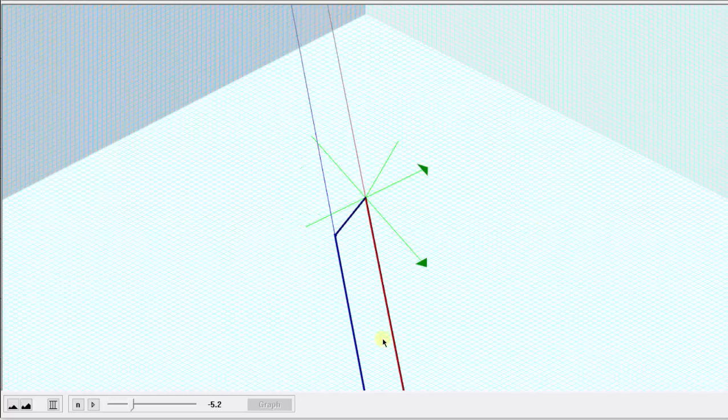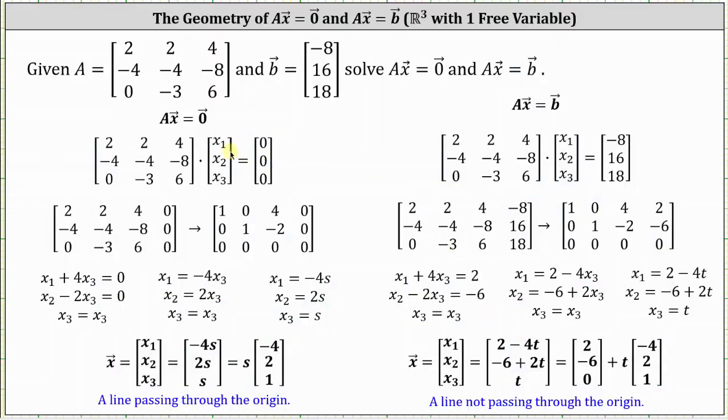Let's go back and summarize our findings. For the homogeneous equation Ax equals 0 in R3 with one free variable, the solution will always be a line passing through the origin. And the solutions to the equation Ax equals b in R3 with one free variable will always be a line not passing through the origin. And if both solutions contain scalar multiples of the same vector, in this case the vector negative 4, 2, 1, then the two lines will be parallel.